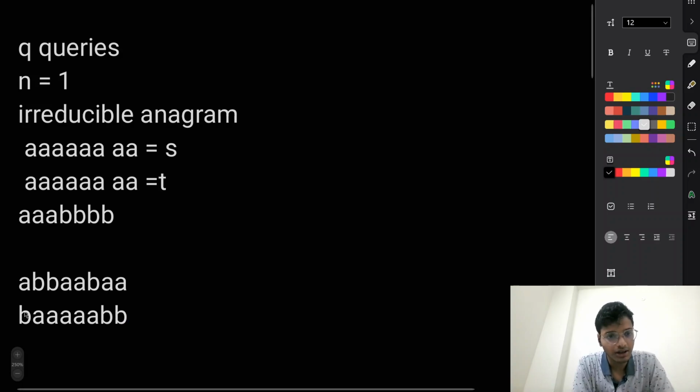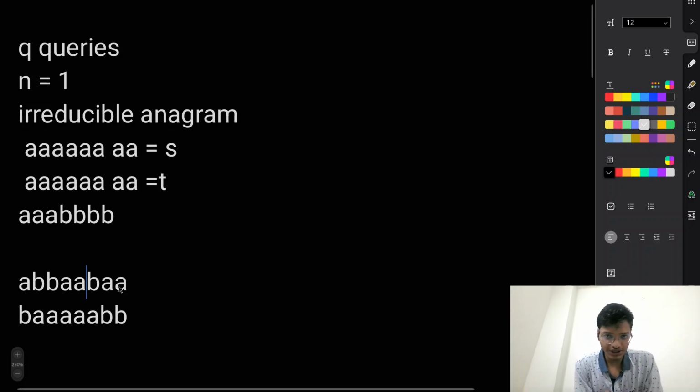Maybe this one. Since there is the prefix part and the suffix part, if we do it from here, like i equal to n minus 1, we check the partition. They both are not reducible, they are irreducible anagrams. So the possible substring that comes to my mind may be this one.